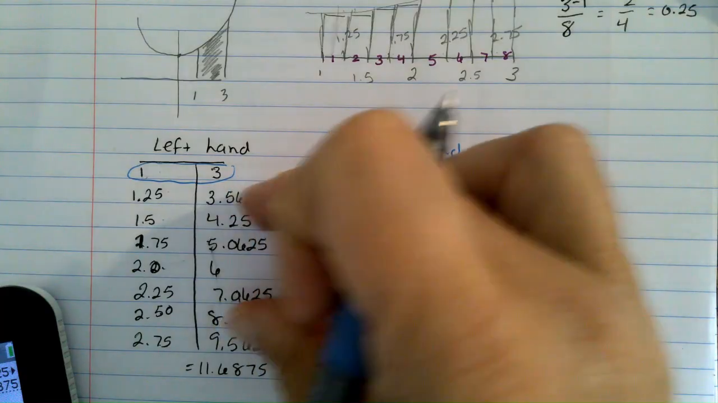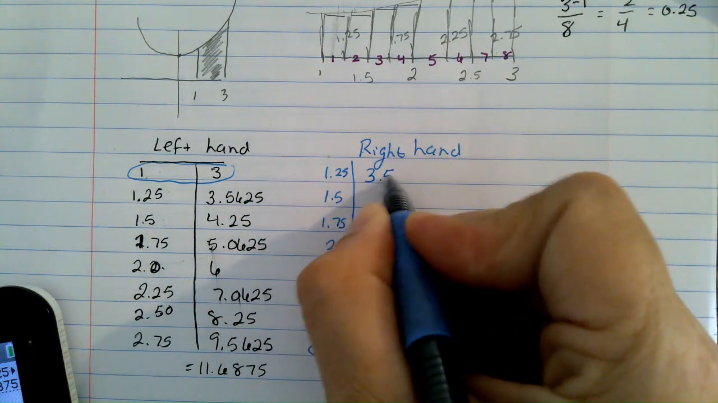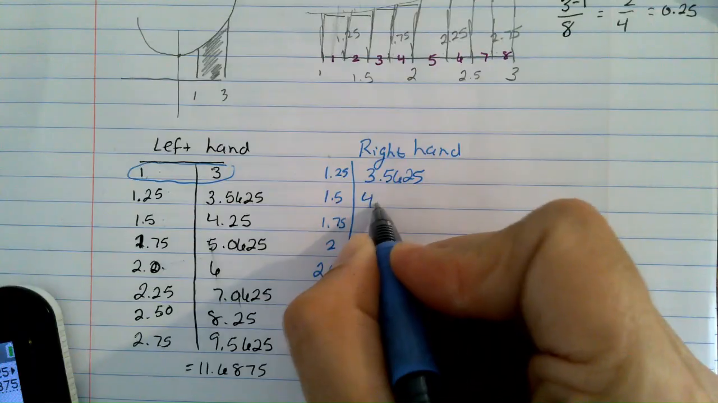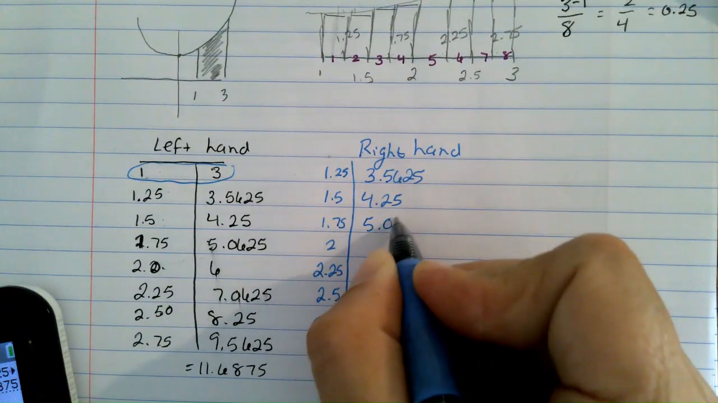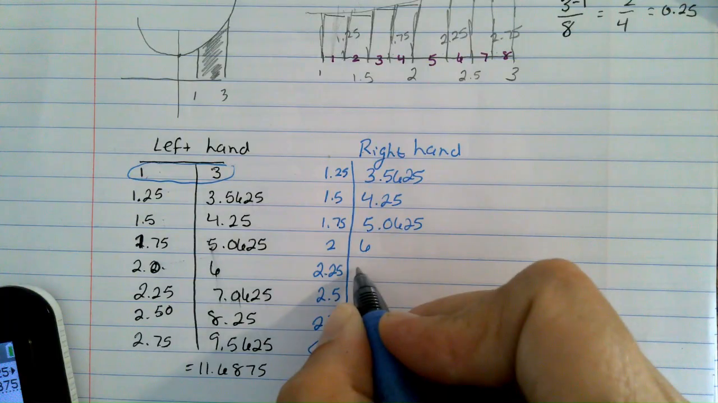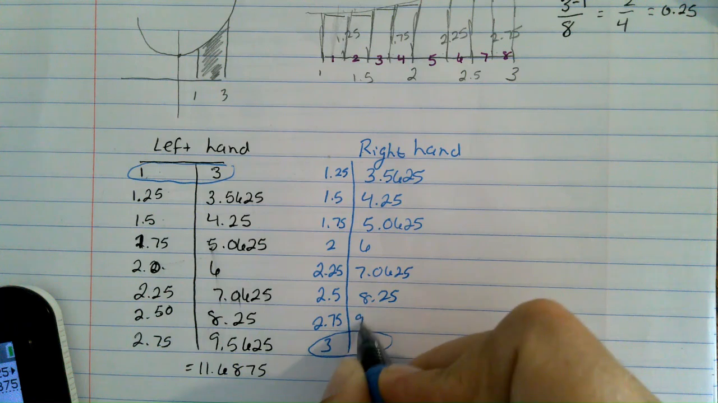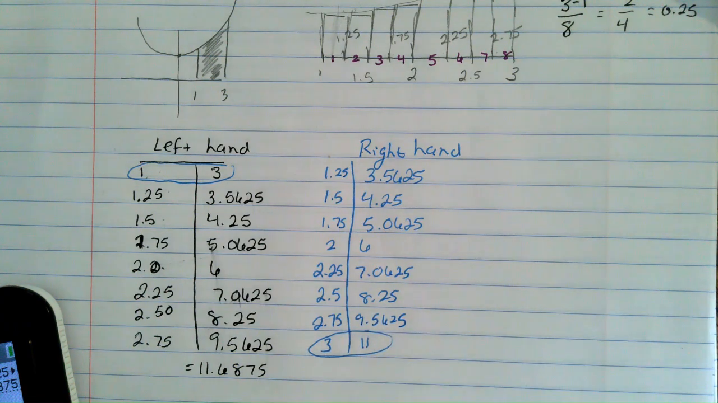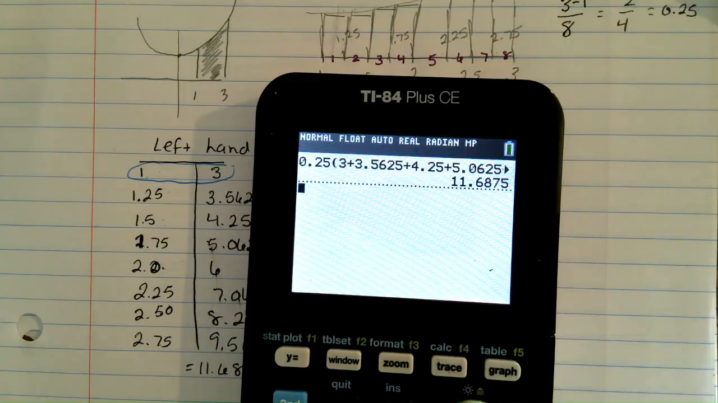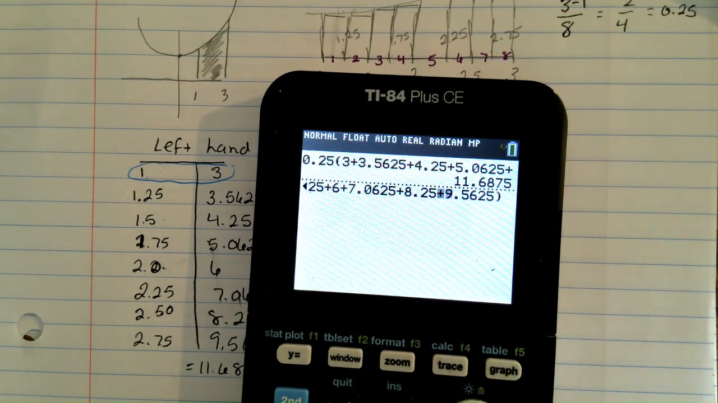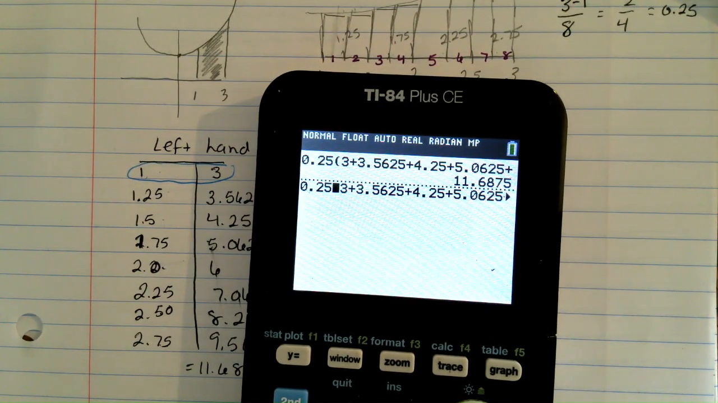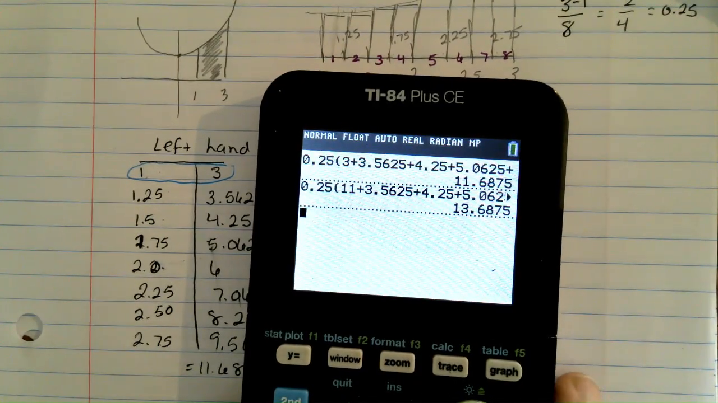So all these other numbers are going to be 3.5625, 4.25, 5.0625, 6, 7.0625, 8.25, and 9.5625. Instead of typing it all in my calculator again, since I know the only thing that changed was at the beginning, the first number should come off and an 11 should go at the end. I'm just going to, since I can add in any order, get 13.6875.